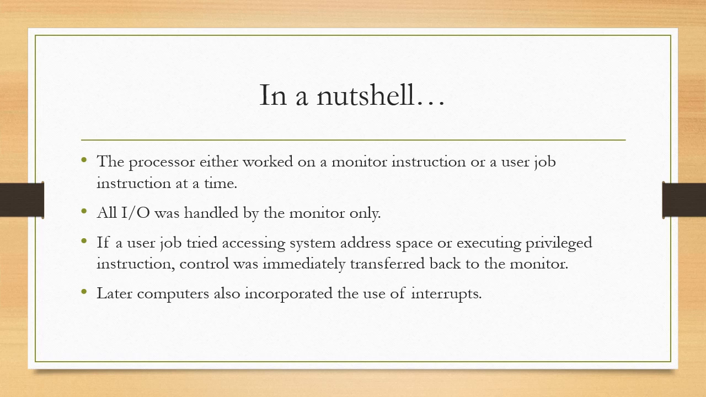Now consider this scenario. I have a simple batch system. I submit a job and the monitor transfers control to my job. My job starts executing and then it asks for I/O. Control is transferred back to the monitor. The monitor tells the I/O device to start the data transfer and then it waits for the I/O device to say that it has finished its work. During the time that the monitor is waiting, what is executing on the processor? The answer is nothing. The processor is idle.